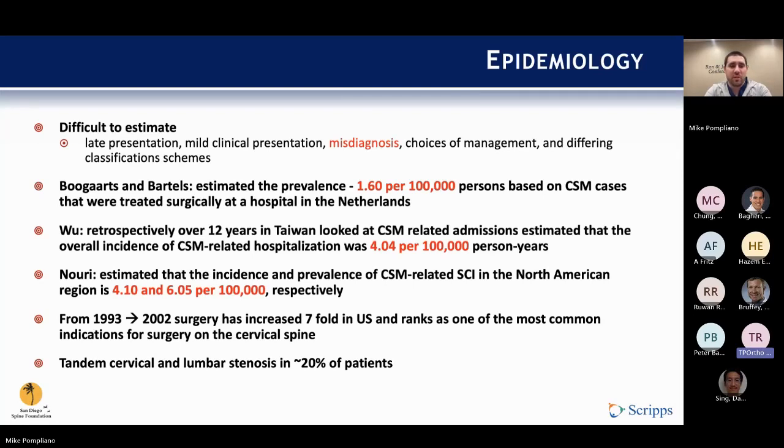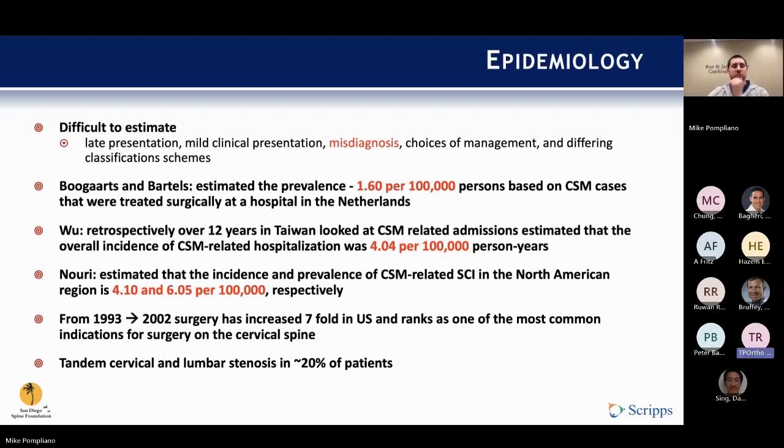So the epidemiology of this disease is somewhat difficult to estimate, though there was some consensus of studies about 1 to 4 per 100,000, depending on which one you look at. This could be very difficult just because of the inherent nature of the disease. It can often present late. It can have a mild clinical presentation, and it's frequently misdiagnosed. We'll talk a lot about the challenges in diagnosis shortly, but it's something that I've seen firsthand in clinic. And then it can have a lot of different choices with respect to management, patient-specific factors, and those can affect the treatment outcomes as well.